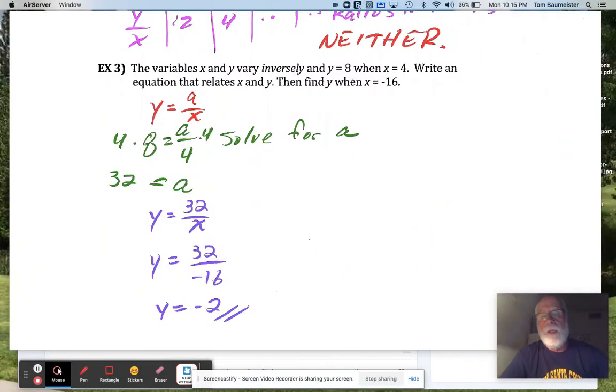So, like I told you, ladies and gentlemen, this one's pretty straightforward. Again, you've probably seen both of these before. They're just adding a little more to it. So now you can do your homework.